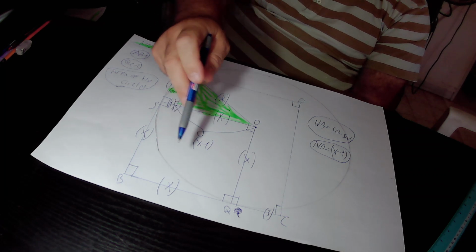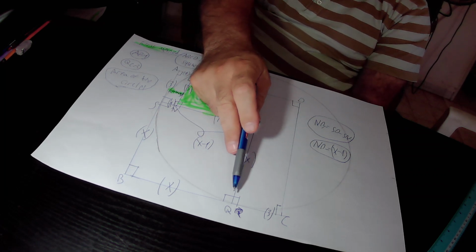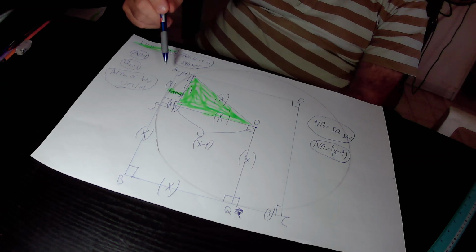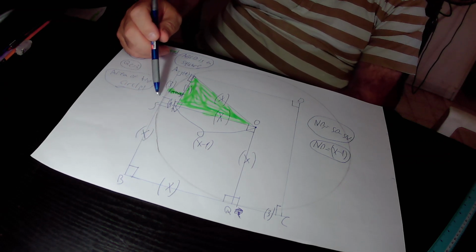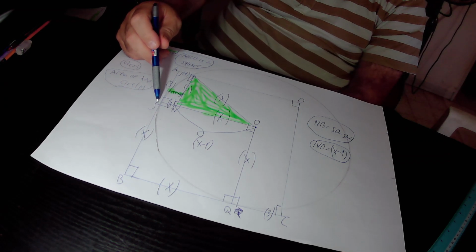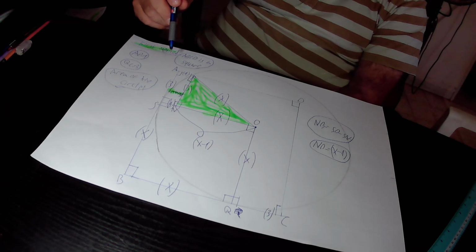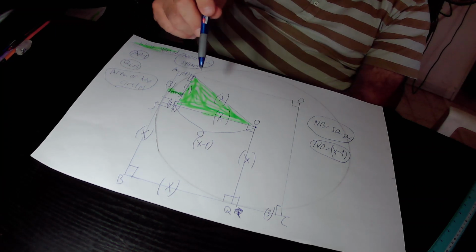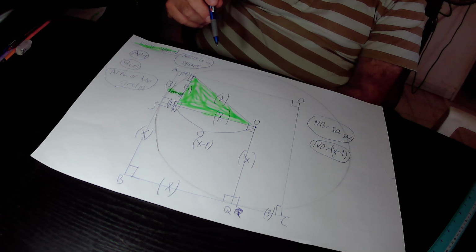and side BC is tangent to this circle at point Q. Side AB of square ABCD is tangent to this circle at this point S. Again, our mission is to find out the area of this circle. So we start with the first method.